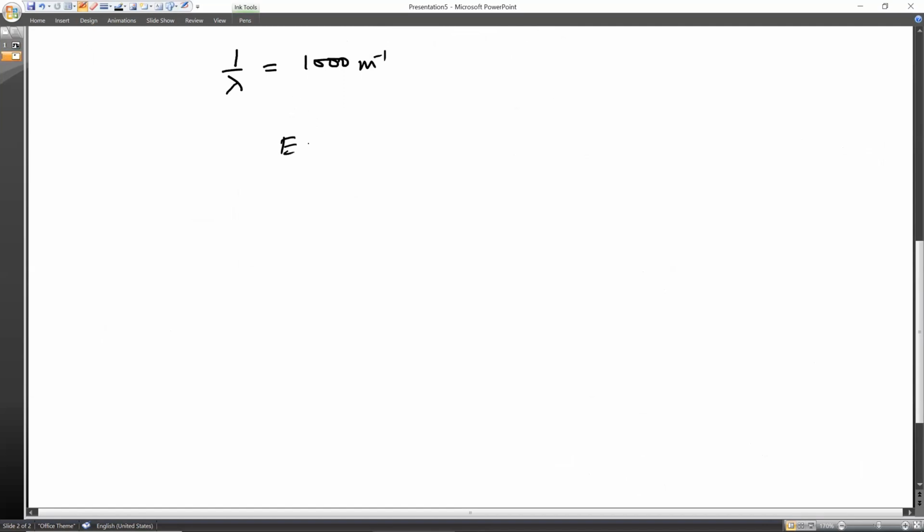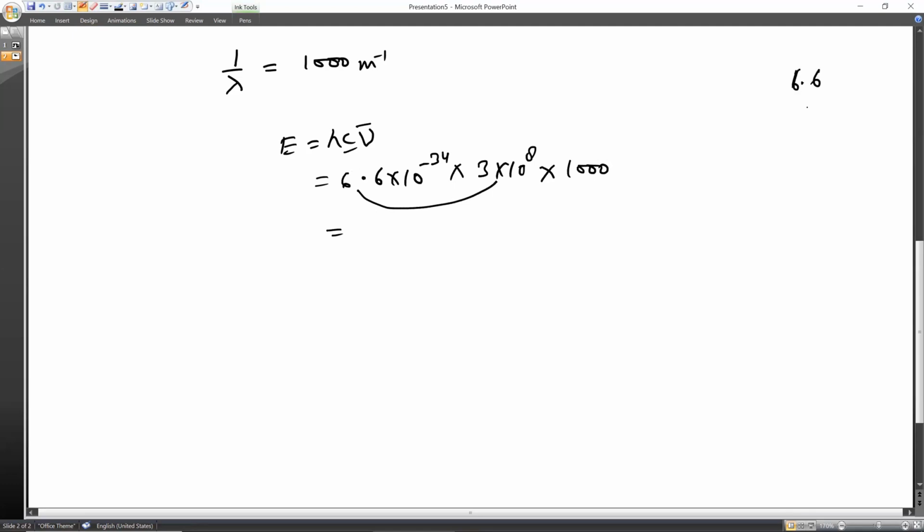So here we have E is equal to hc by lambda, and 1 by lambda is the wave number. Here h is 6.6 into 10 raised to the power minus 34, into the speed of light, which is 3 into 10 to the power 8 meter per second, into 1000 meter inverse. Okay. So if you multiply all these, what will you get? Other units are not there, so you write 6.6 into 3.